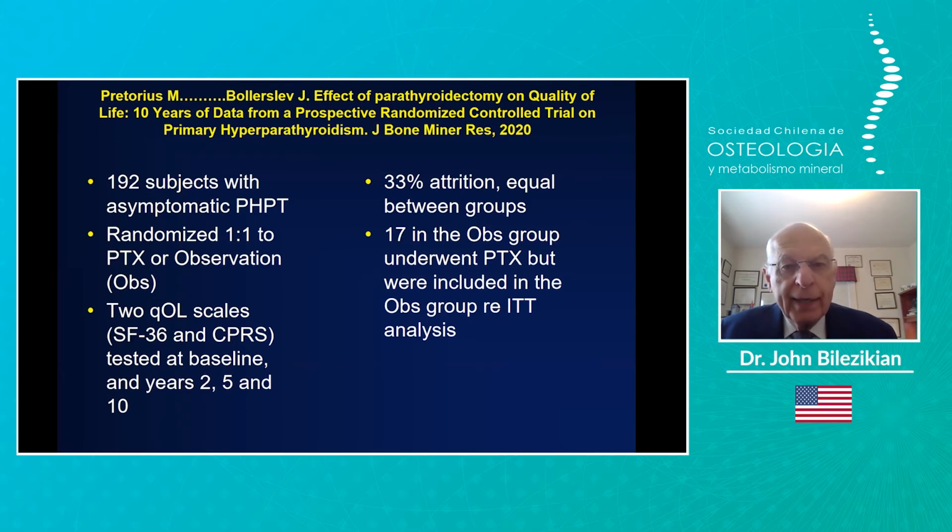They studied, over a 10-year period, almost 200 subjects with asymptomatic primary hyperparathyroidism. They were randomized 1-to-1 either to have parathyroid surgery or just have observation. Two quality of life scales were used, the typical SF-36 scale and another one, each of which was tested at baseline and at 2, 5, and 10 years. It is true for most long-term studies that one would expect attrition, and about 1/3 of these patients were lost in the course of this study.